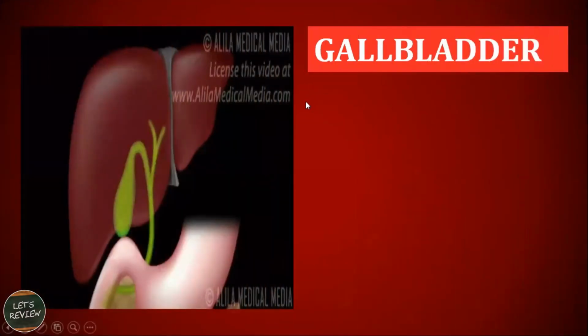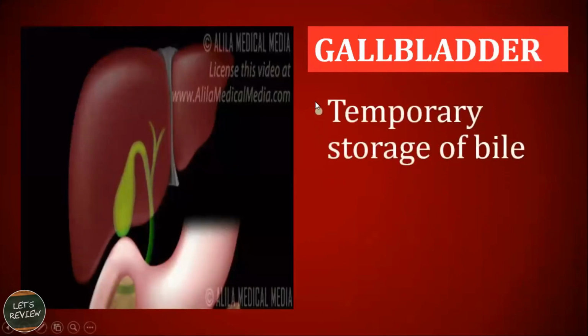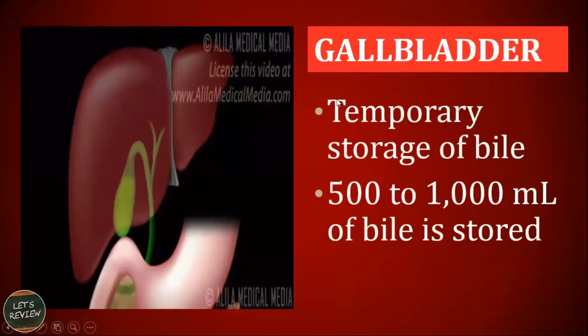Next is the gallbladder. It is the temporary storage of bile. You can store up to 500 to 1,000 ml.